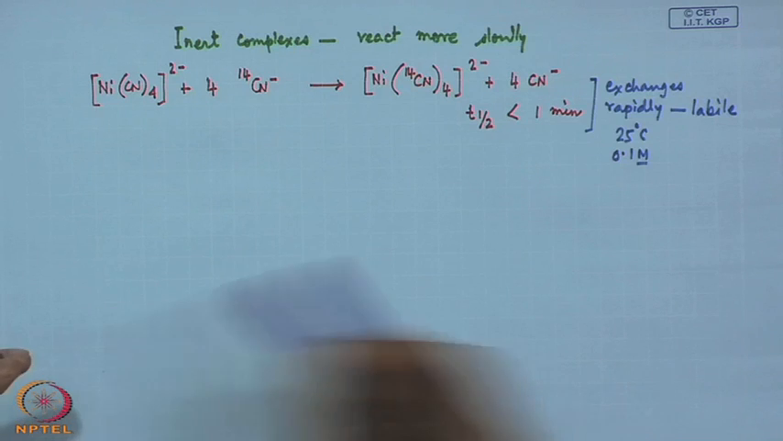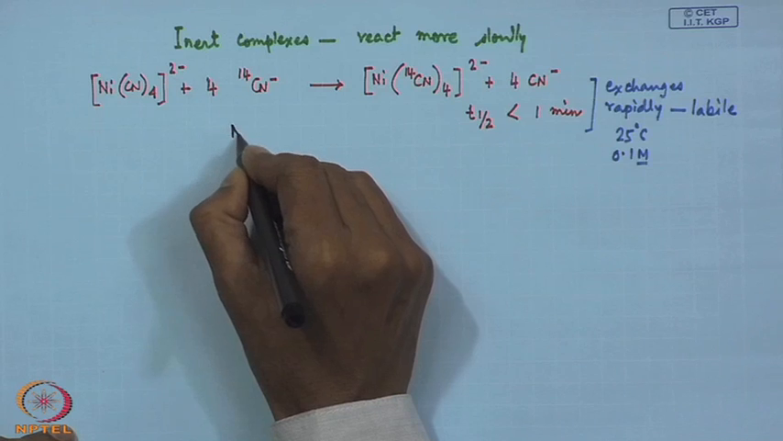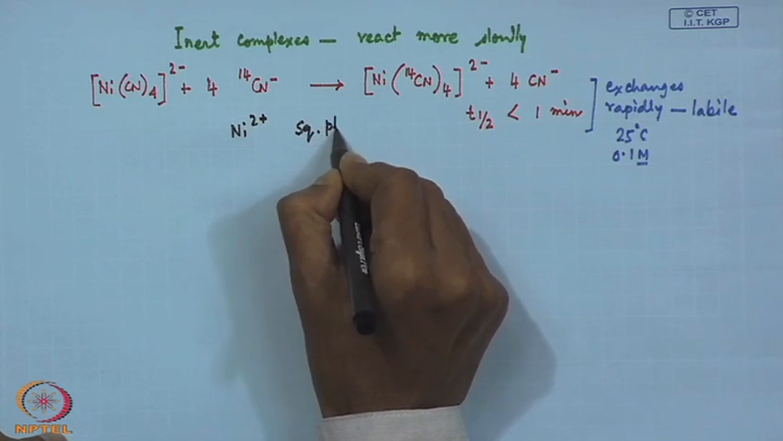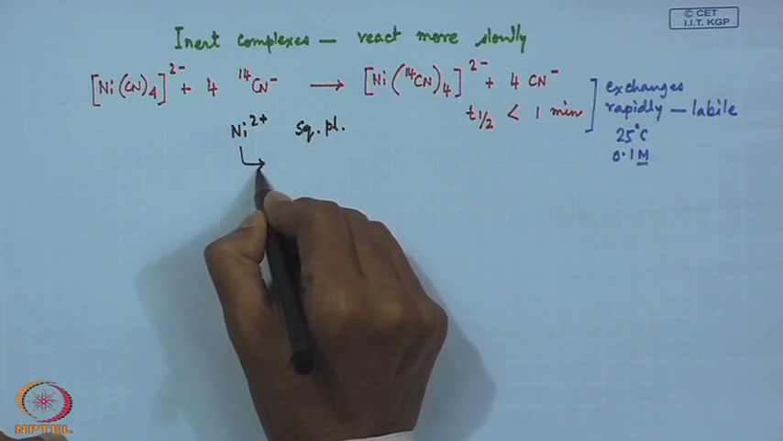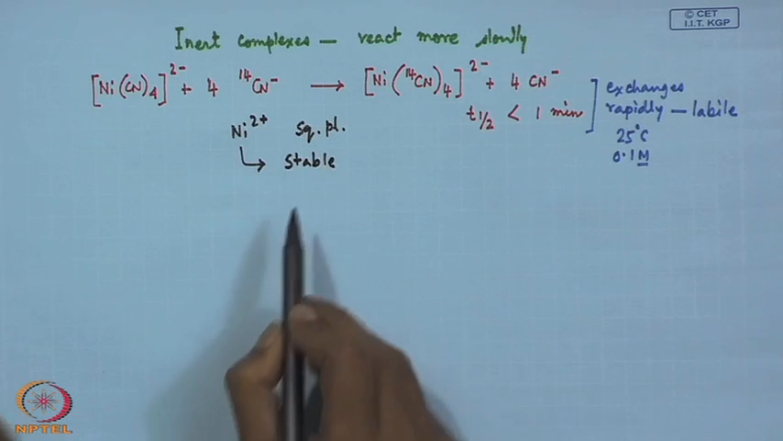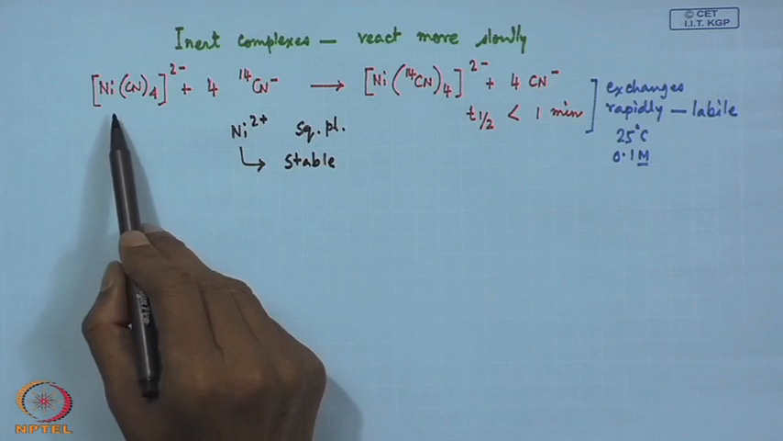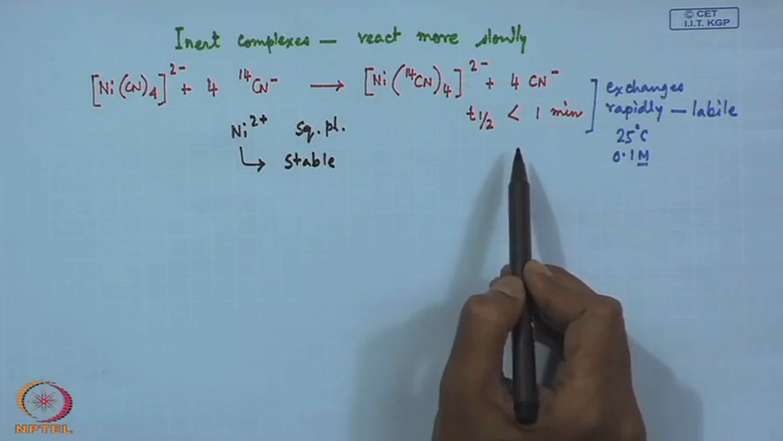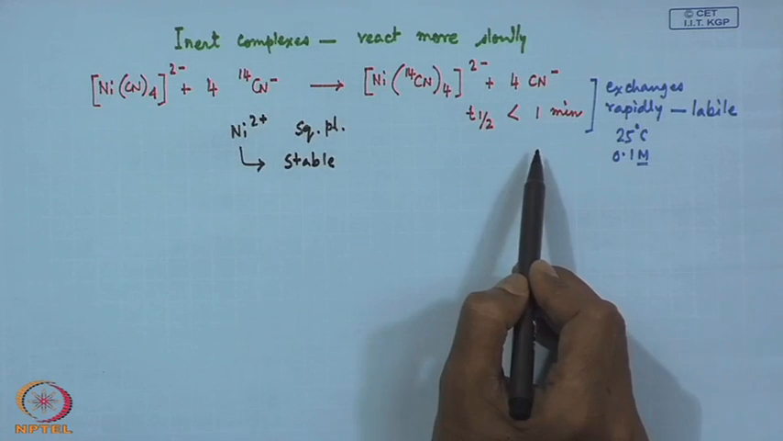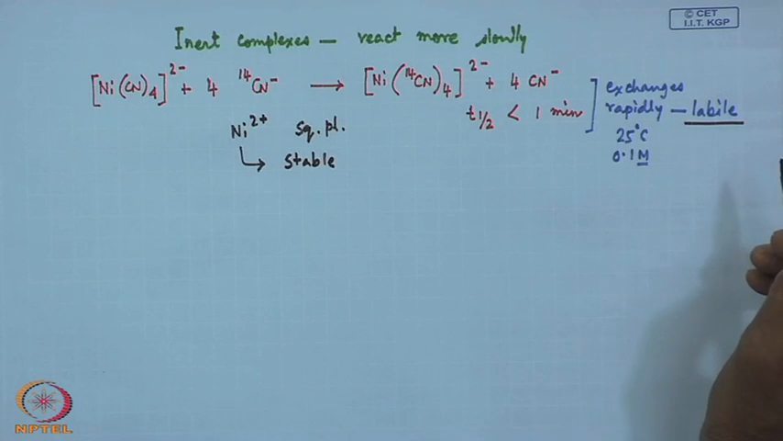So, this is the case where Ni2+ gives us a square planar complex, and this is basically a stable complex. From the thermodynamic point of view, we get a very stable compound, we all know. But when we talk about the exchange reaction with radio labeled cyanide, we find that it exchanges quite rapidly, and from the kinetic point of view it is a labile complex.